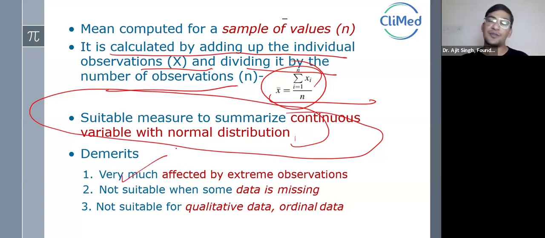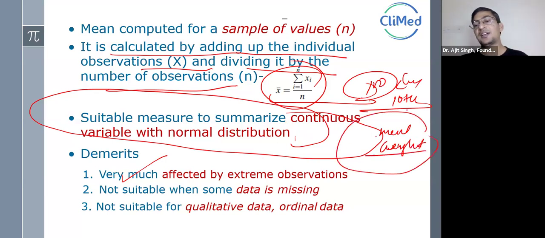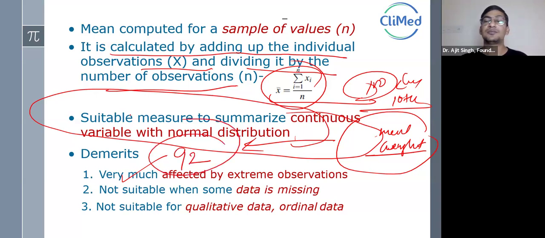Suppose I go back to the 100 students, a class of 100, class 10th. I want to know the mean weight only. You have no data with you. You say, sir, we have to check the weight of individuals, then I'll tell you the mean. I'll say okay, go and check. When you go to the class, there are only 92 people. 8 students are absent today.